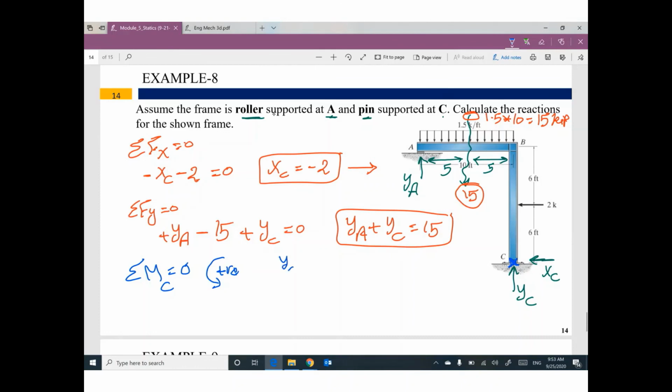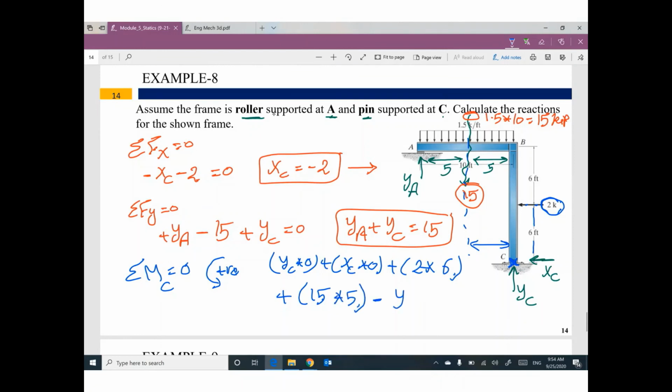YC times what? 0. XC times what? 0. 2 times what? This 2 is horizontal. And you are sitting at C. What is the vertical distance in between? It is 6. 15. 15 is a vertical force. So what is the horizontal distance between this force and point C? It's 5. YA will be negative. YA is vertical. What is the horizontal distance between YA and the C? It will be 10. Equal 0. Nothing else.